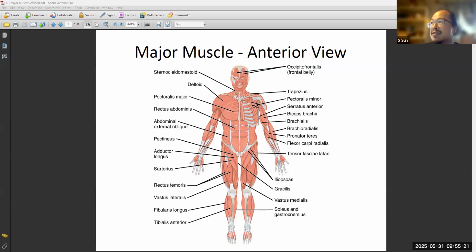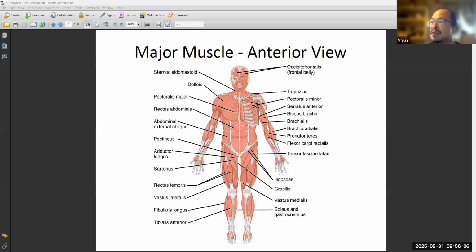Then you have the neck muscle. One of the most abundant and noticeable ones is called the sternocleidomastoid. It connects with the sternum, the clavicle, and then the mastoid process of your temporal bone. So that's called sternocleidomastoid.